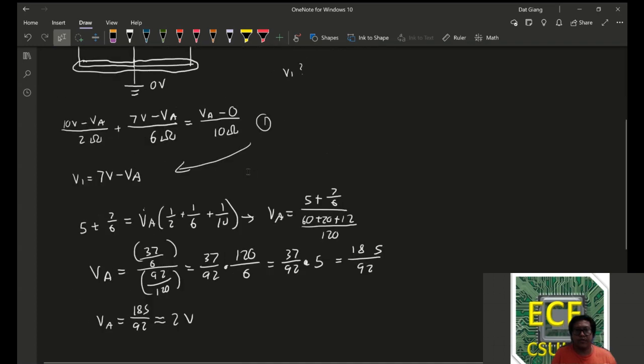So notice that the advantage of nodal analysis is we use current to define voltage. And then later on, when we cover mesh analysis, we're going to actually use voltage to define current.